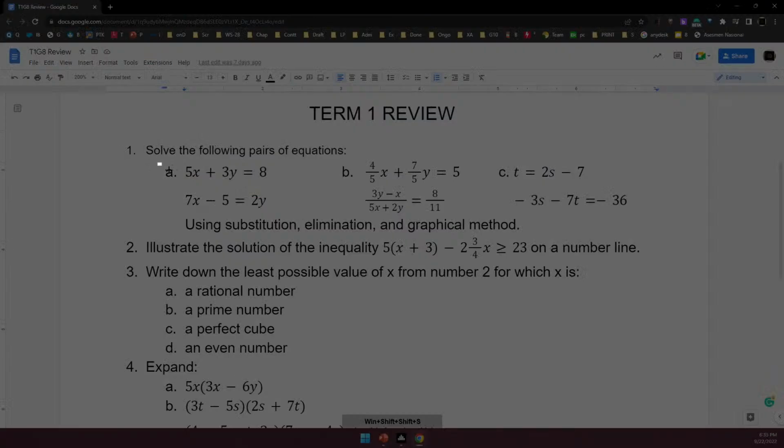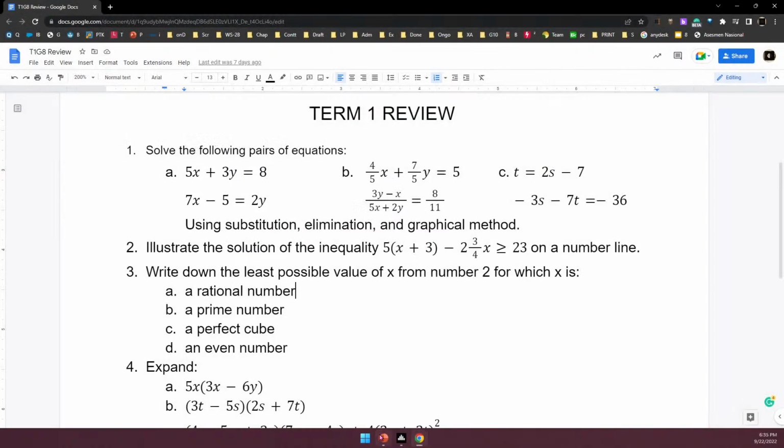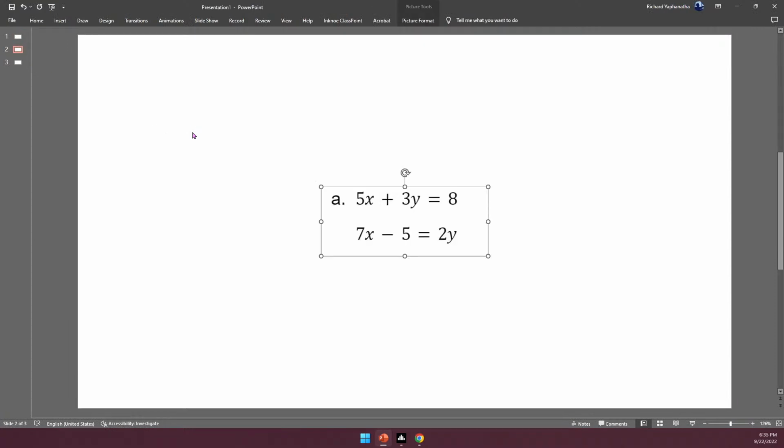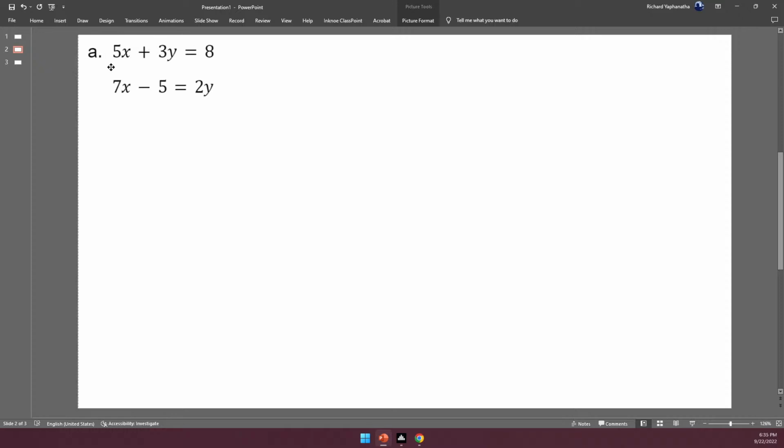So we want to solve the following equation. Let me paste this and put it here. We will use all the methods here: the elimination, substitution, and also graphical method. The first one, for the substitution, we want to make sure one of them is in the x only or y only. We pick the easiest one. For example, we pick this one.